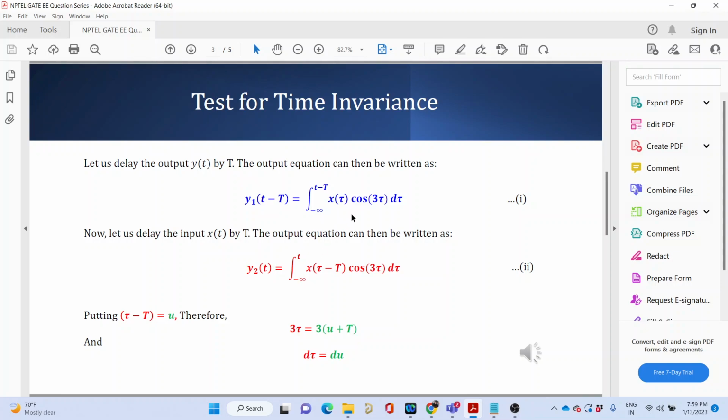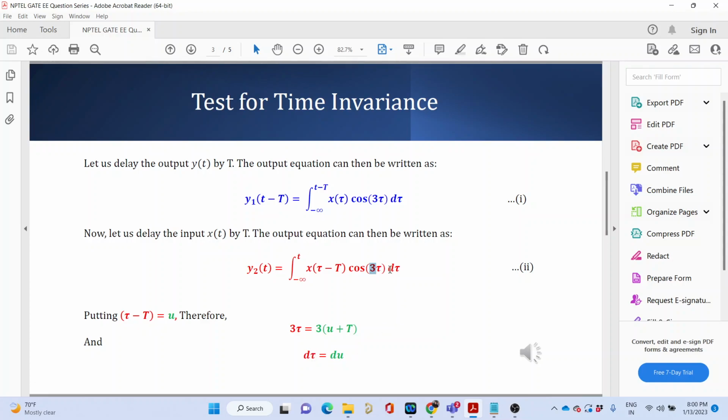Now to see whether these two expressions are the same or not, you see within the x bracket there is only a single term. So what I have done is I have replaced this tau minus capital T with u. So how can I replace 3 tau? I have written tau from here: tau equal to u plus capital T, multiply that with 3. So 3 into u plus capital T. You differentiate this equation, you get d tau equal to du.